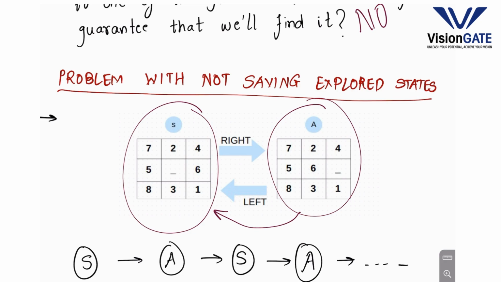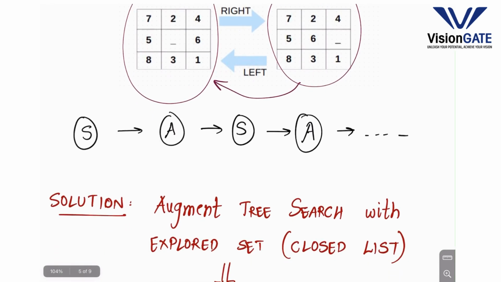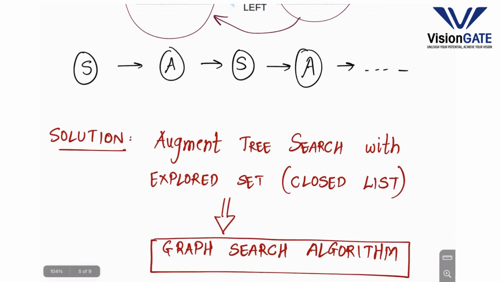So how do we avoid this? We can enhance our approach by keeping track of the visited nodes. In addition to the open set, which will hold the nodes that are yet to be explored, we can also maintain something known as the closed list or the explored set, which will record states that have already been visited. So if we augment the tree search with the explored set, we get what is known as the graph search algorithm.